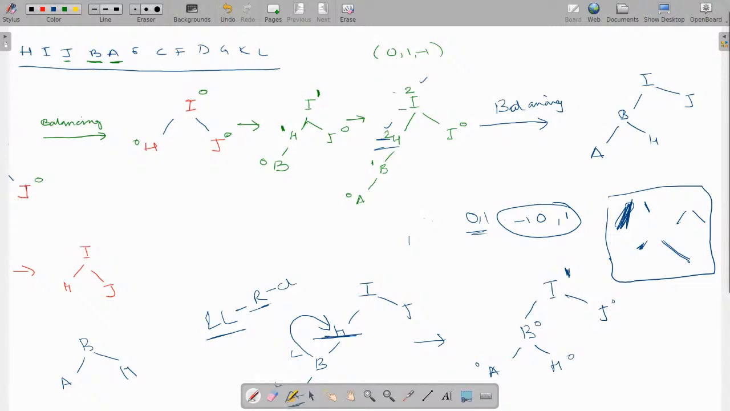LL means rotating in the right direction. RR means rotating in the left direction. LR means rotating first RR, then LL. And what is RL? RL means rotating first LL and then RR.